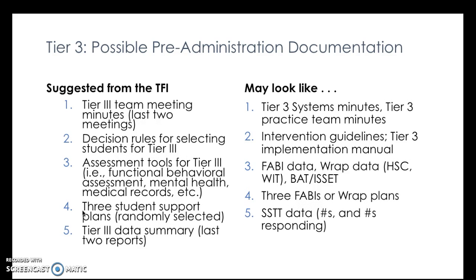Finally, at Tier 3, your documentation may include Tier 3 systems team meeting minutes or Tier 3 practice team meeting minutes, any Tier 3 intervention guidelines you have, 3 separate individualized support plans, which might include your functional assessment-based intervention data, RAP data, RENEW data, and the plans that correspond with that data. And then any numbers that you have around students who are in interventions and are responding positively.